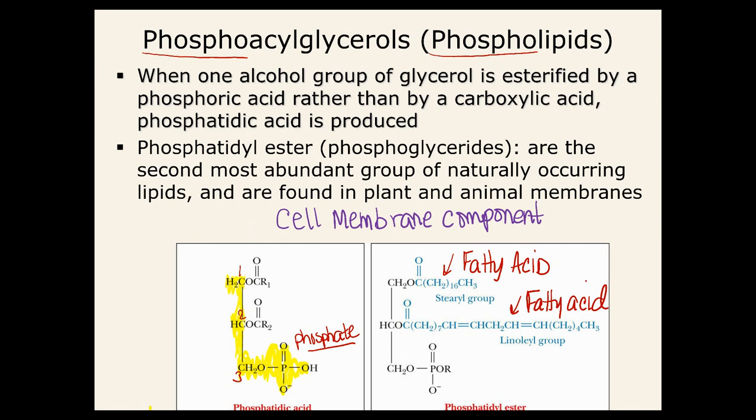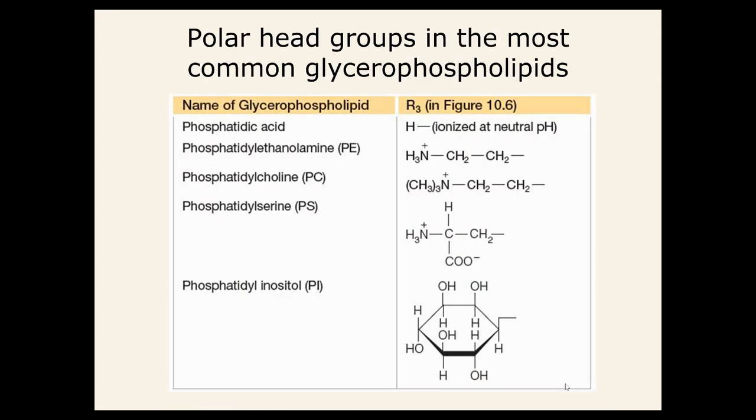Now, this one shown here, phosphatidic acid, is our most simple phospholipid because you see this, that's an H right there. Now, a phospholipid can have different groups, so it doesn't have to be H. So this can be other groups, and what other groups it can have are shown here. So here's our phosphatidic acid. That's our most simple phospholipid.